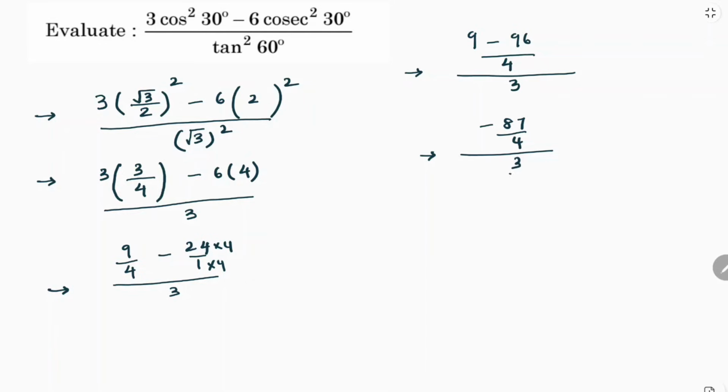Divided by 3. 3 I can write as 3 by 1. So minus 87 by 4 times, this will become reciprocal, 1 by 3. 3 times 1, 3 times 2, 3 times 9. So the final answer is minus 29 upon 4.